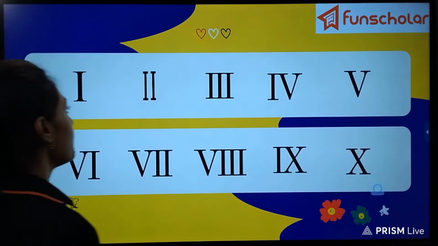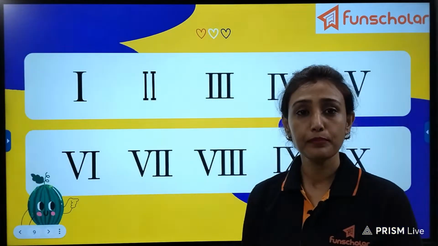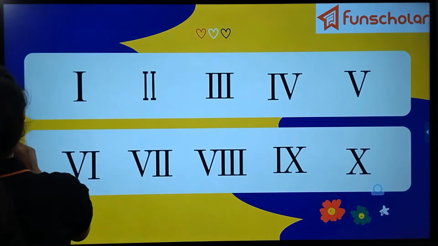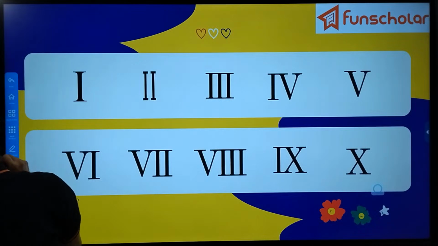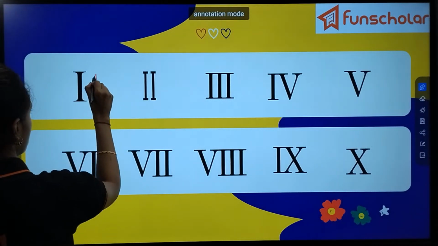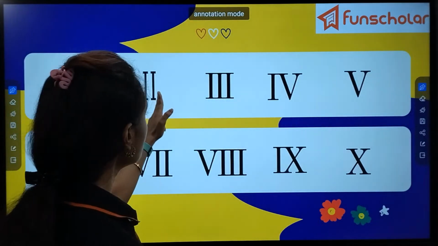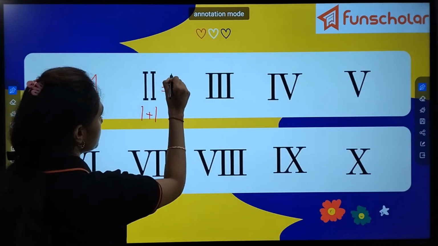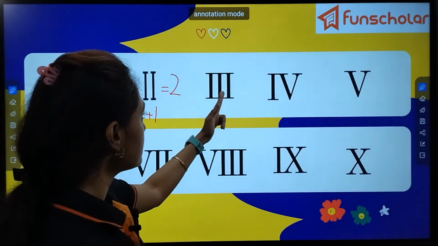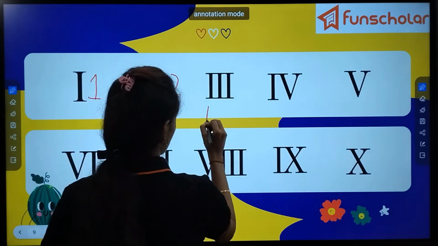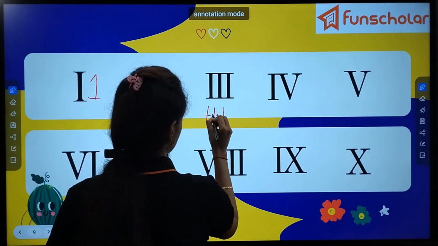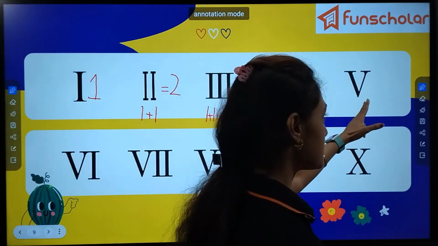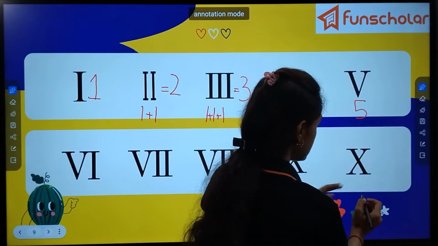Okay. Now I have told you I represents 1. So I will represent 1. There are 2 I's. That means 1 plus 1 equal to 2. There are 3 I's. 1, 2, 3, equal to 3. Now this is 5 you know, this is 10 you know.